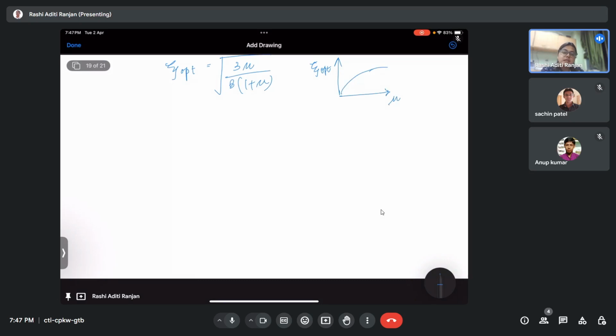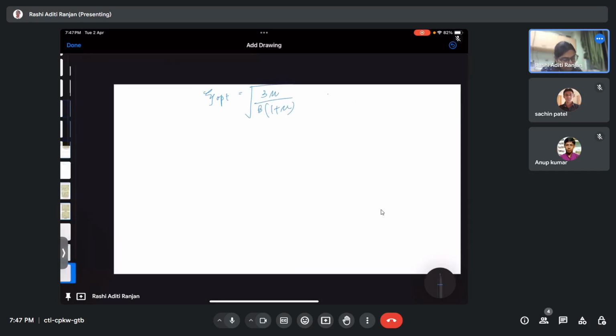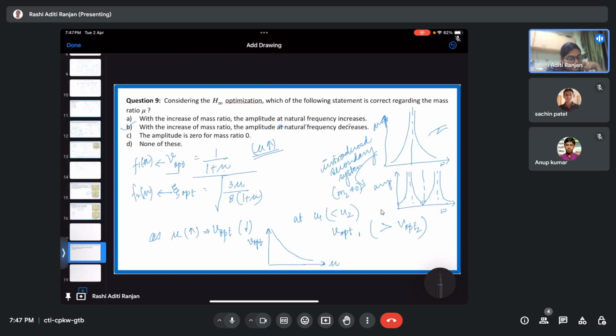So you can see the plot as well. I don't remember how it is going to be. Anyways, over here you can see that with the increase of mass ratio, the amplitude and natural frequency decrease.